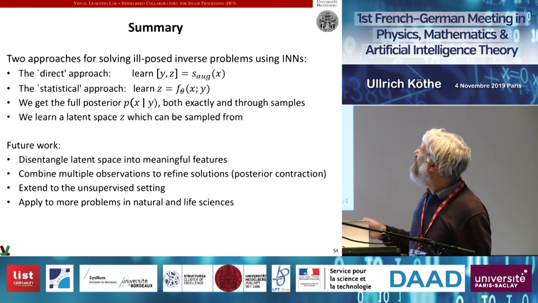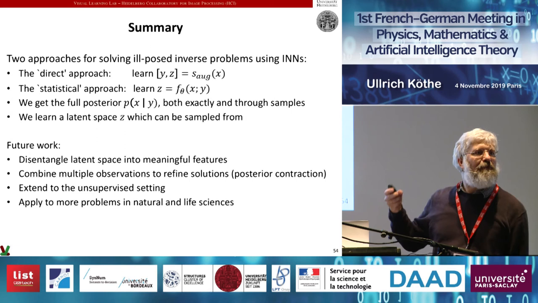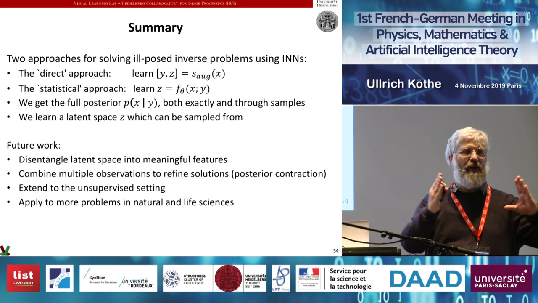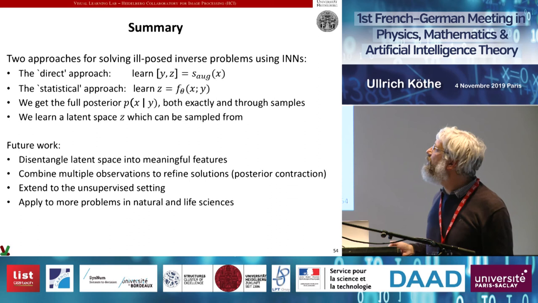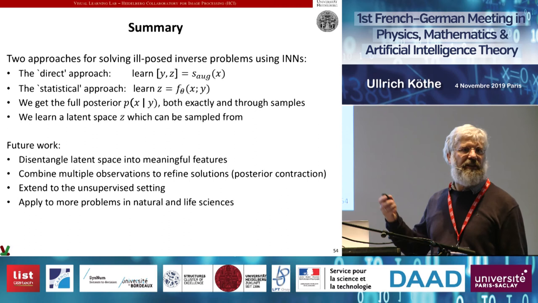Then we would like to combine multiple observations. If you measure Y several times and Y is noisy, then the more measurements of Y you have, the more accurate the distribution of X should become, so the narrower. That's a problem that we have not yet solved satisfactorily. We would like to extend this to the unsupervised setting, when we do not have Ys, or we would like to learn the Ys along the way, for example, the classes in MNIST. And we would like to find more applications.